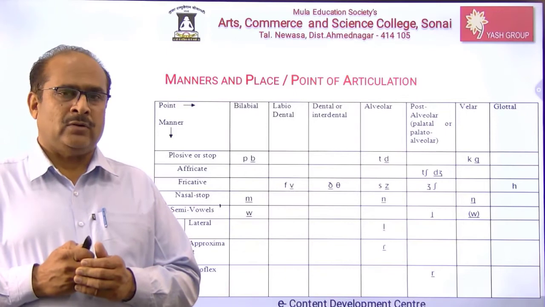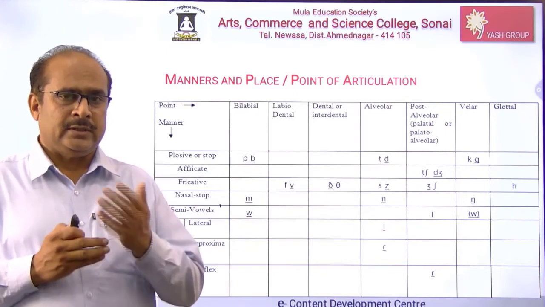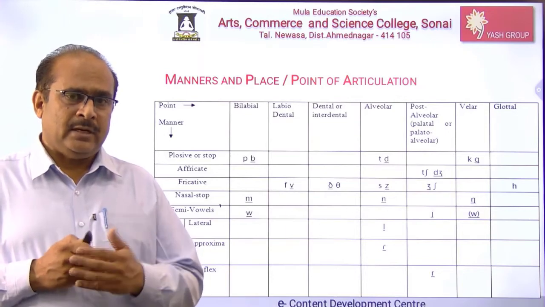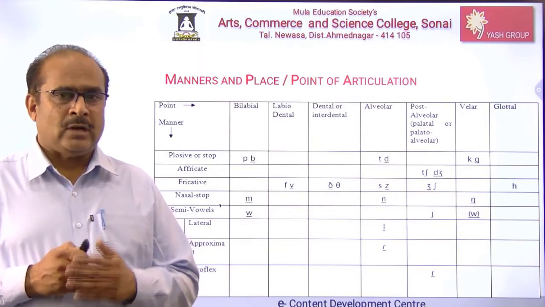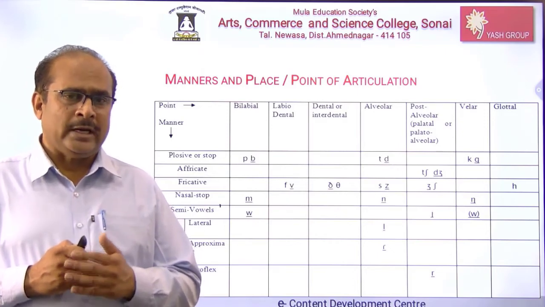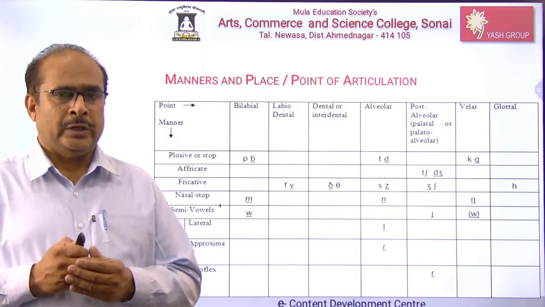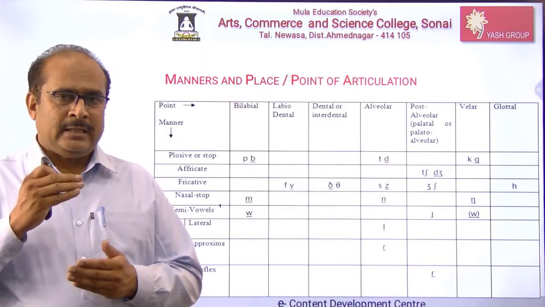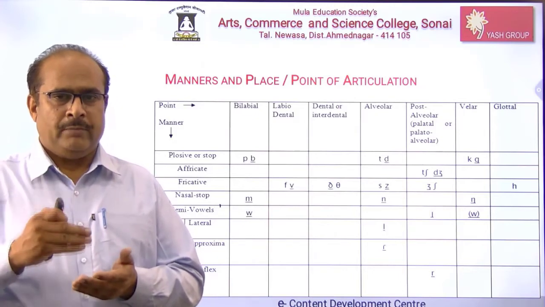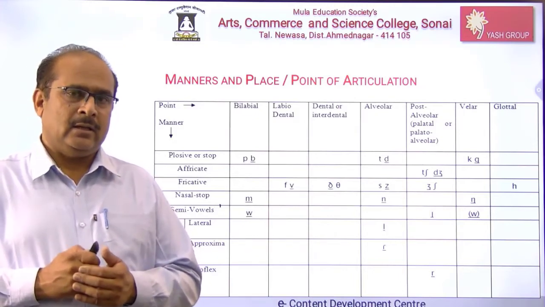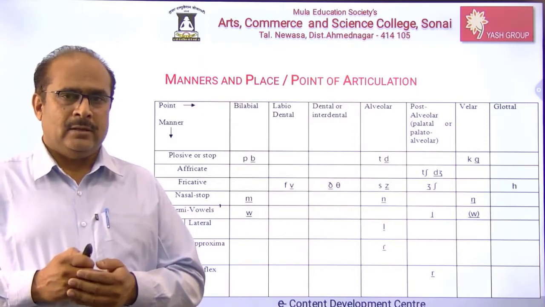Now, what is place of articulation? The place of articulation is the place at which the air is blocked. For example, in the case of f or v sound, you would notice that your upper teeth come in contact with your lower lip. There is a partial closure, and then air is released slowly. Upper teeth and lower lip, f, right? So that place of articulation is also named labiodental.